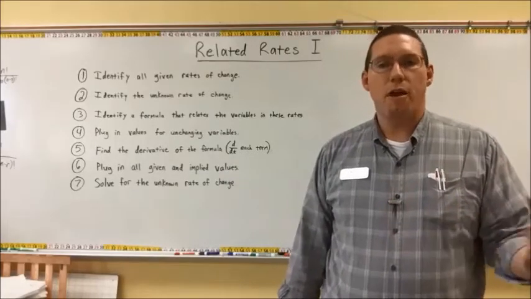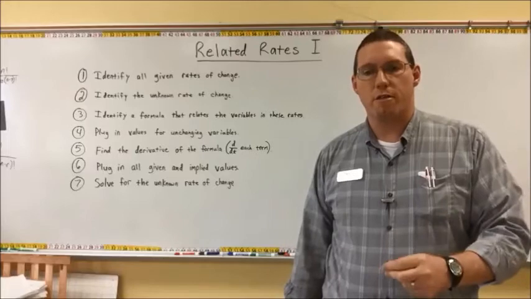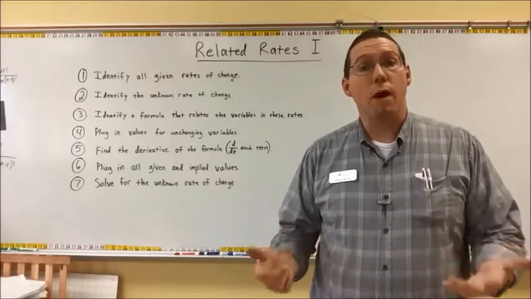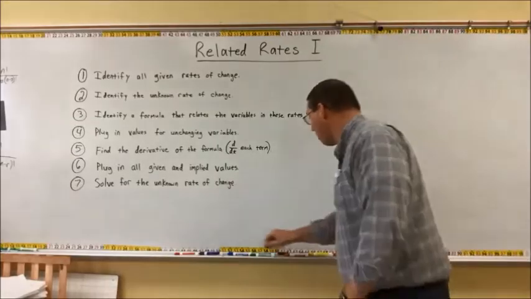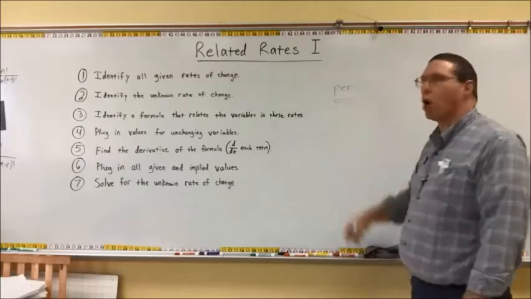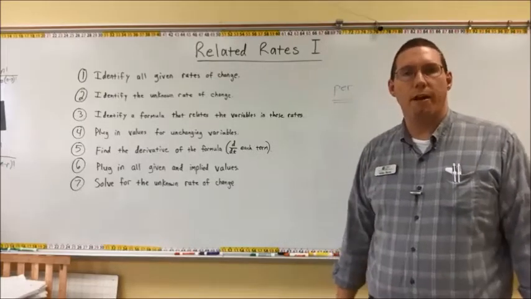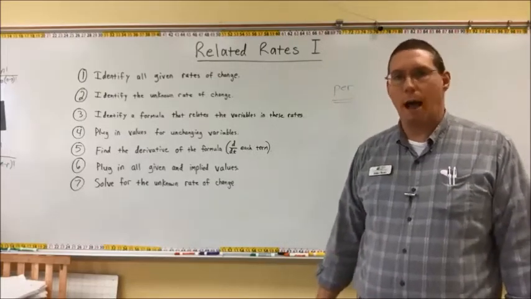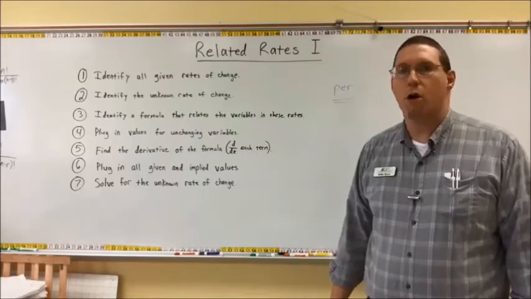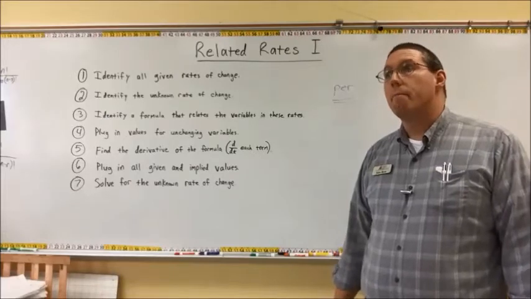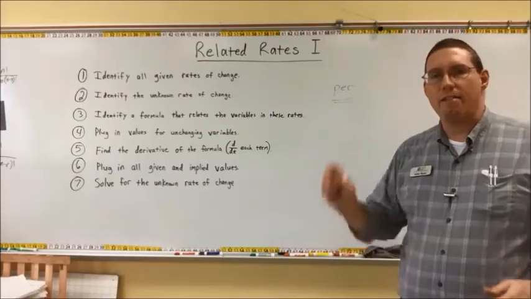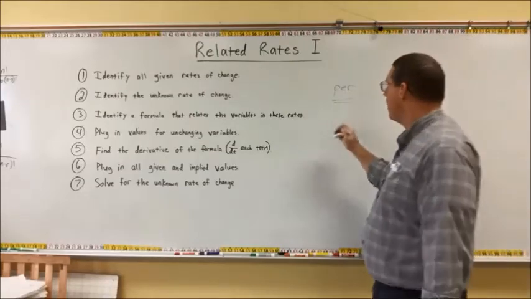The hypotenuse of a right triangle is increasing at the rate of 7 meters per second. That is a rate of change. Anytime you see the word per, that usually indicates a rate of change. Miles per hour, meters per second, hot dogs per minute, miles per gallon. Any phrase that has variable per variable.